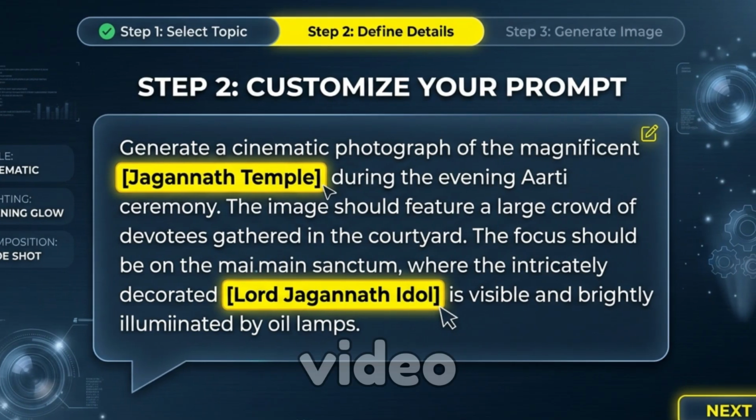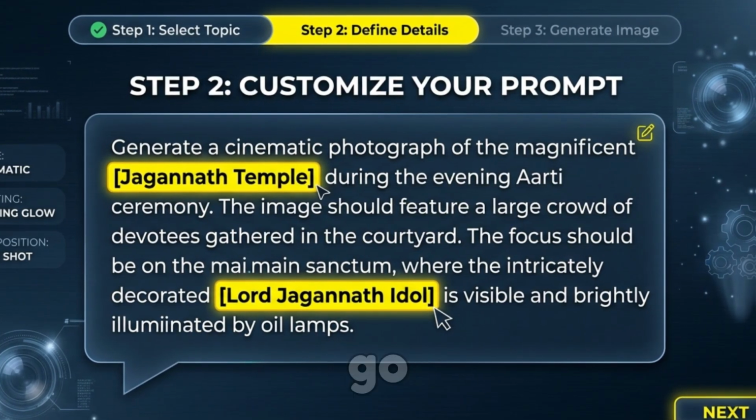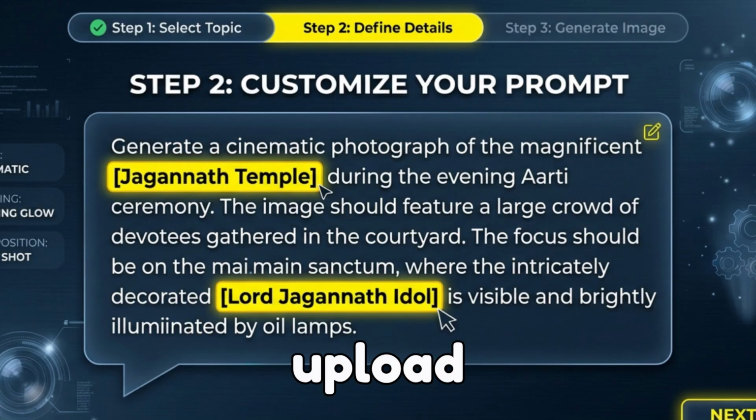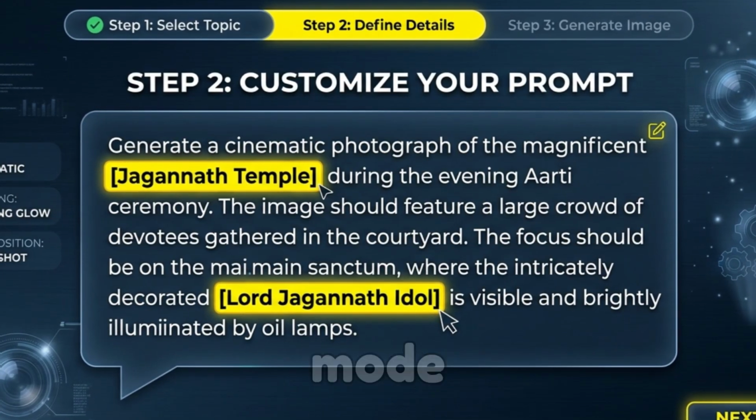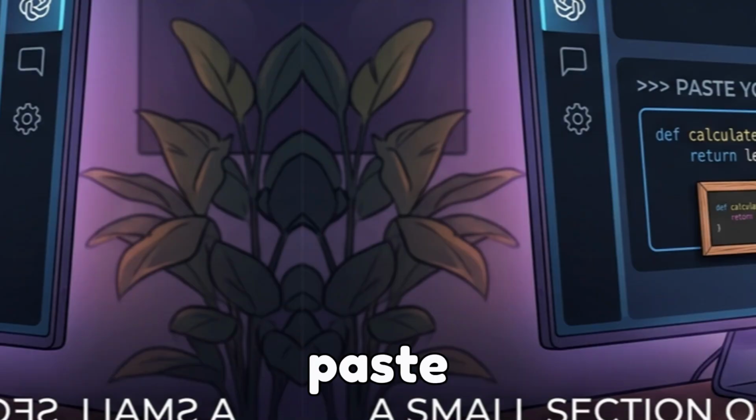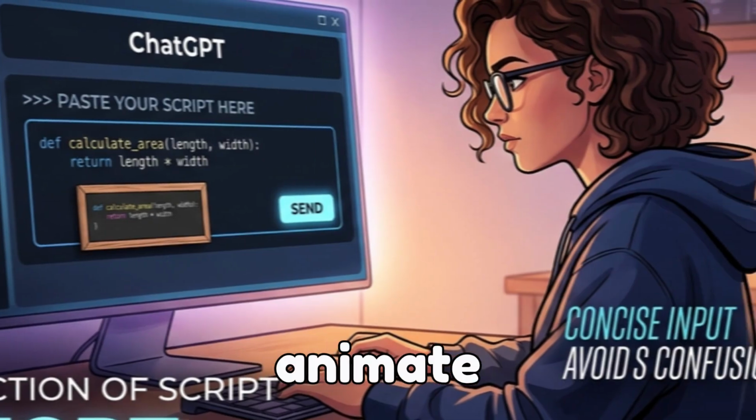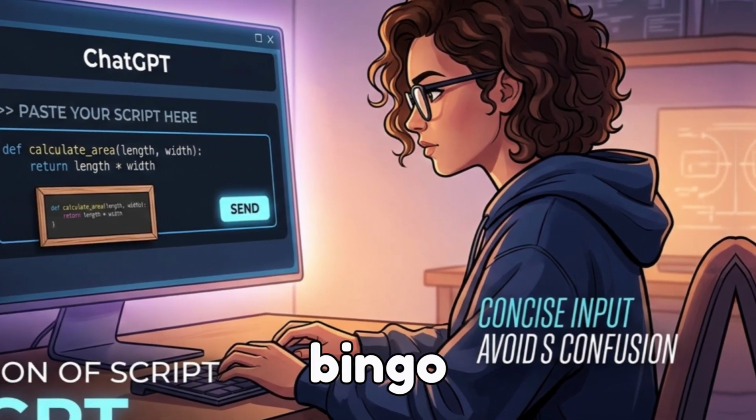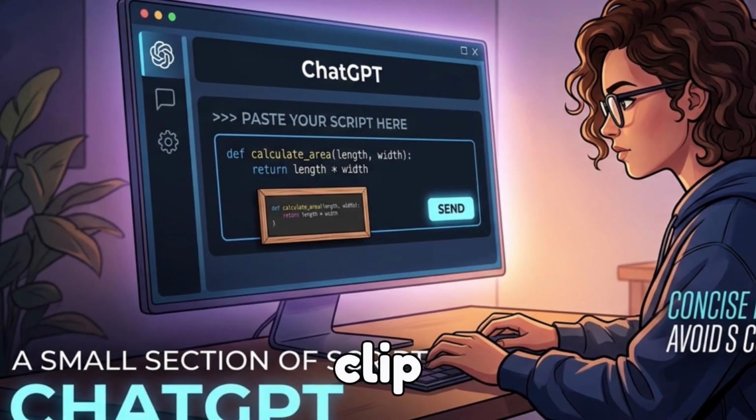Now, copy the video prompt for Scene 1 and go back to Meta AI. Upload the Scene 1 image. Change the mode from image to video. Paste your video prompt and click Animate. Within a few seconds, bingo! Your first dynamic video clip is ready.